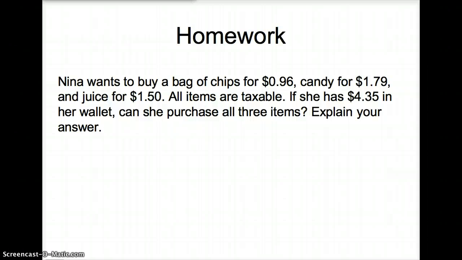Here's your homework for tonight. Nina wants to buy a bag of chips for 96 cents, candy for $1.79, and juice for $1.50. All items are taxable. If she has $4.35 in her wallet, can she purchase all 3 items?